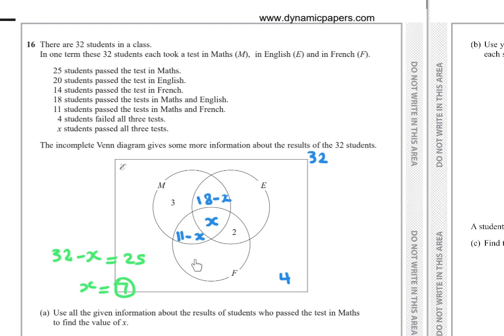Now because we have x equal 7, we can write the number in each region. So we have 7 in the middle. 11 minus 7, so 4. So in this region we have 4. 18 minus 7, so 11. In this region we have 11. Now for F, for French we have 14 in all. So 4 plus 7, 11. 11 plus 2, 13. 14 minus 13 we have 1, so this one.